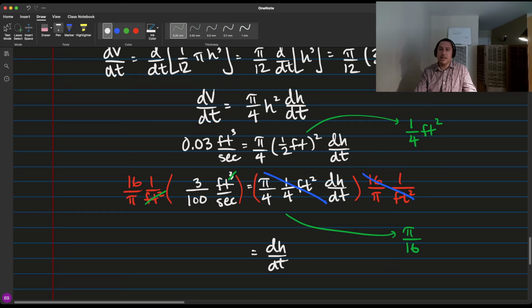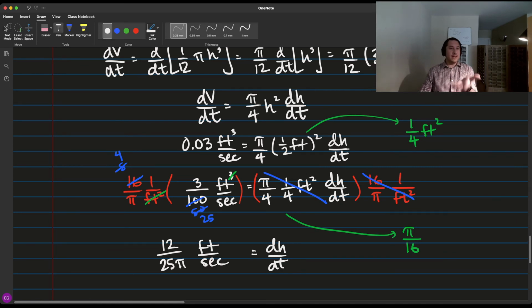And then there's some more canceling that can be done. The 16 and the 100 are both divisible by 2. That would be 8 over 50. Those are still divisible by 2. 4 over 25. Do 25 and 4 have any common divisors? No. So that will leave me with 12 over 25 pi feet per second.